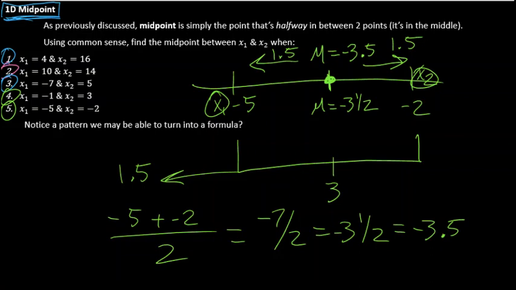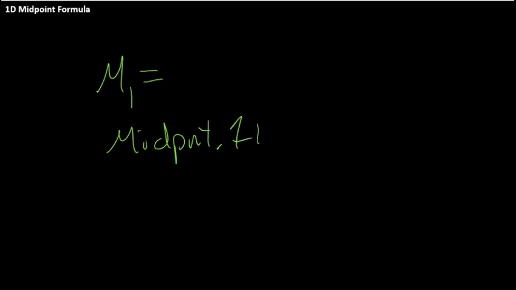Negative 5, if I go 1.5 to the right from negative 5, yes, that's going to put me at negative 3.5. If I go 1.5 to the left of negative 2, that's going to put me precisely at negative 3.5. Yep, so our little formula works. So what is our formula? Our midpoint formula in one dimension is simply you take your start point, you add it to your end point, and you divide your sum by 2.